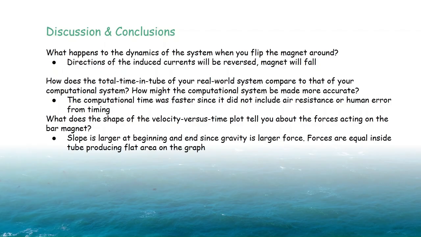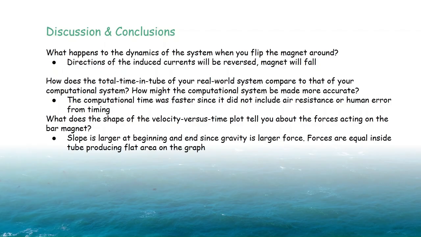So what does the shape of the velocity versus time plot tell you about the forces acting on the bar magnet? So the slope is larger at the beginning and end of the velocity versus time graph, since gravity is larger than the force of the magnetic field, and the forces are equal inside of the tube as the magnet is traveling down, which causes the magnet to have a constant velocity and produce a flat area on the graph.